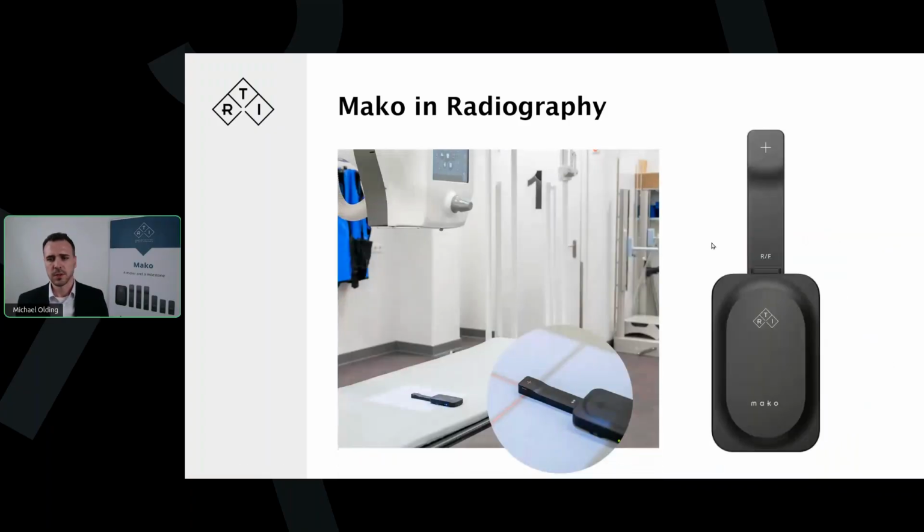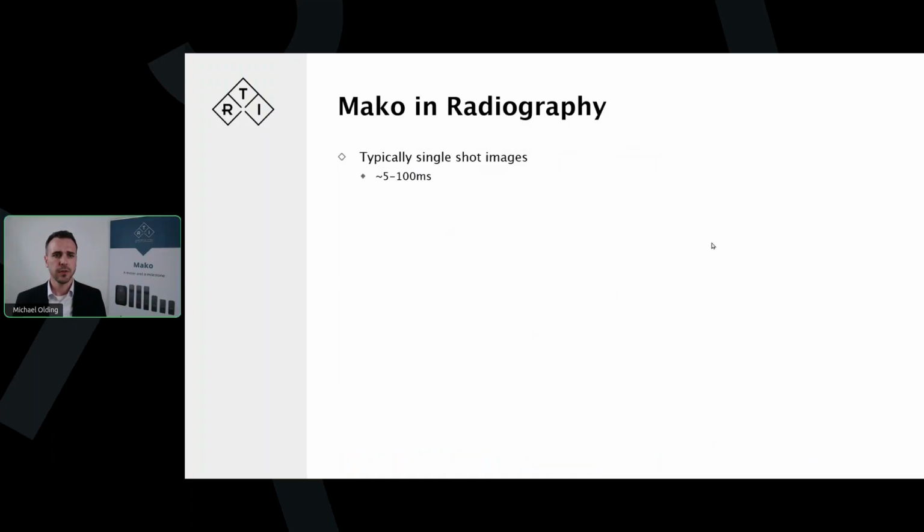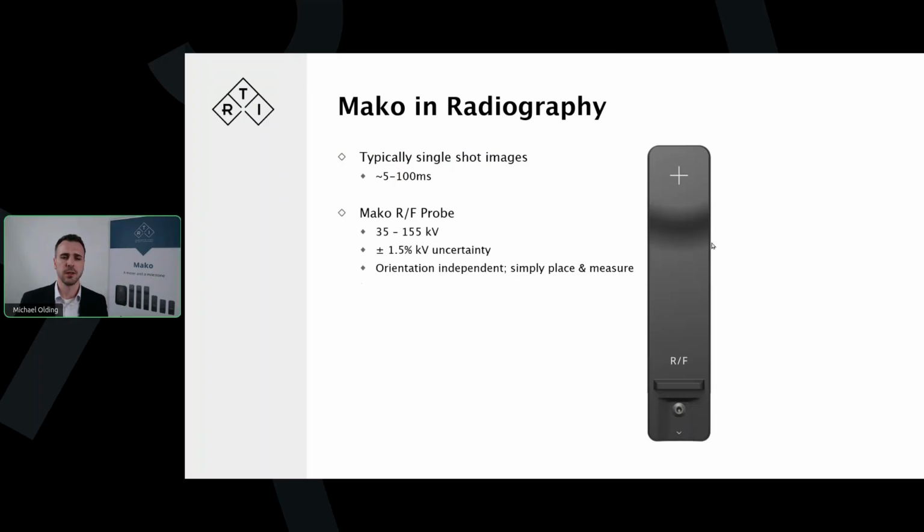So in these environments, we're going to utilize the Mako RF probe. RF standing for radiography and fluoroscopy, but it also covers CT and dental applications, which we'll see. So in radiography, as we say, might be the simplest form of X-ray, in the fact that we have typical single-shot images in the range of 5 to 100 milliseconds.